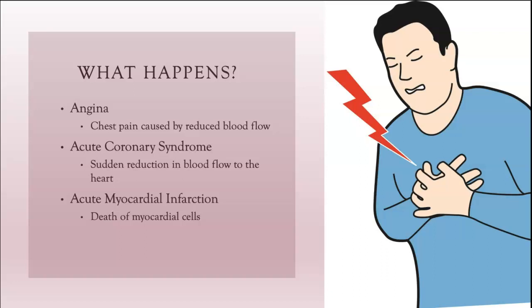So acute coronary syndrome is a sudden reduction of blood flow to the heart muscle, and acute myocardial infarction may be preceded by acute coronary syndrome, but a myocardial infarction is prolonged ischemia, which is that lack of blood flow and oxygen to the tissue that will result in irreversible damage to the tissue, which is the heart muscle. So that can be caused by complete blockage to the area of the heart muscle.